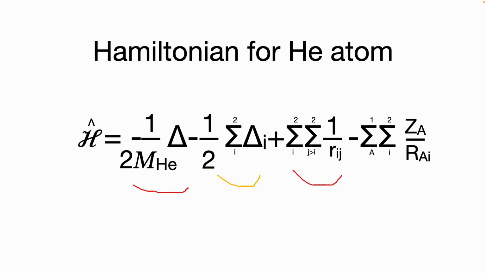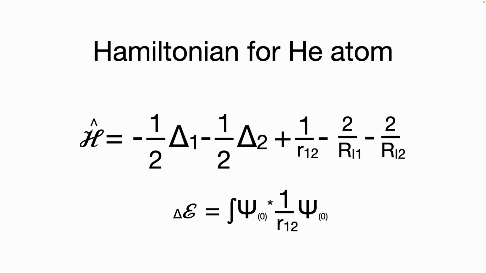And for the nuclei, the index A runs from 1 to 1, meaning that there is just one term. And for the electrons, it runs from 1 to 2, since there are two electrons. And this is how a Hamiltonian looks like when we do that.